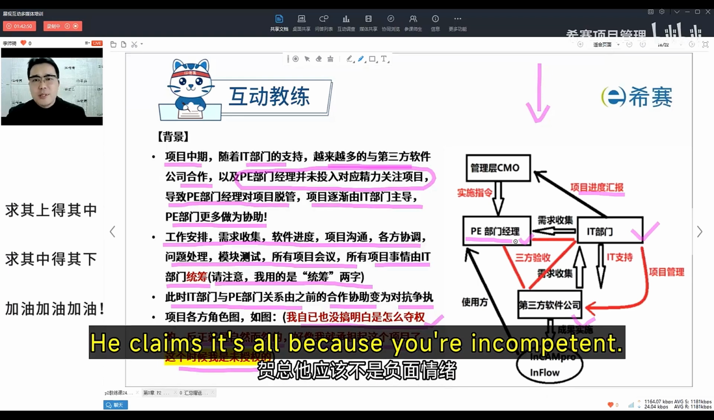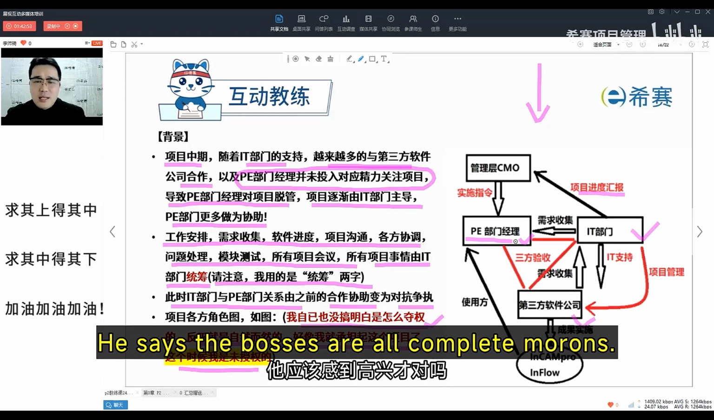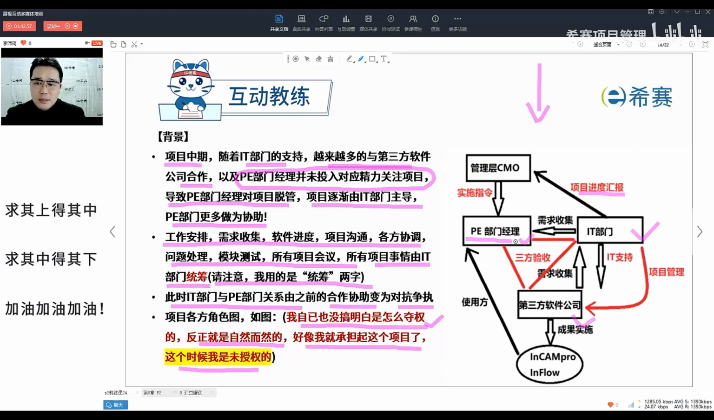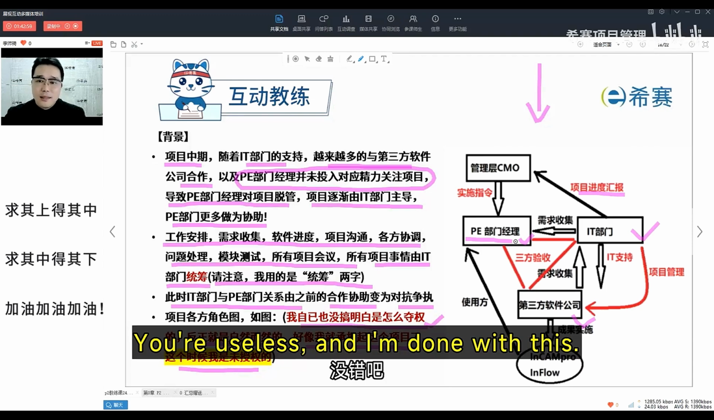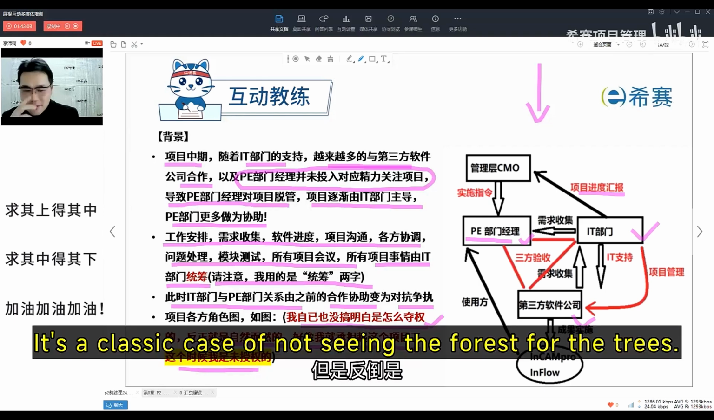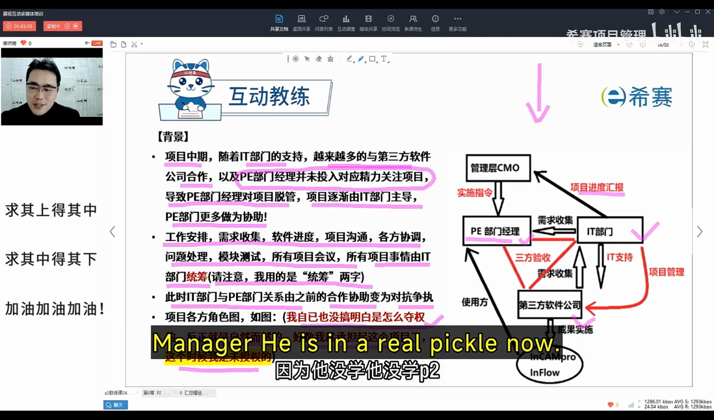He claims it's all because you're incompetent. He says the bosses are all complete morons. Now I'm stuck dealing with this mess. You're useless, and I'm done with this. It's a classic case of not seeing the forest for the trees. Manager He's in a real pickle now.